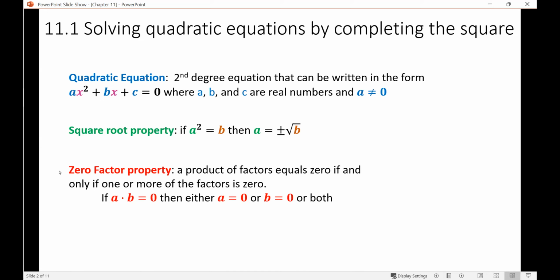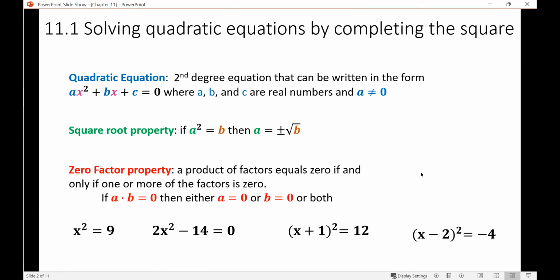We also use the zero factor property when solving quadratic equations. The zero factor property tells us that a product of factors equals 0 if and only if one or more of those factors is 0. So what that means is that if a times b equals 0, then either a or b has to equal 0. And it's possible that both a and b equal 0.